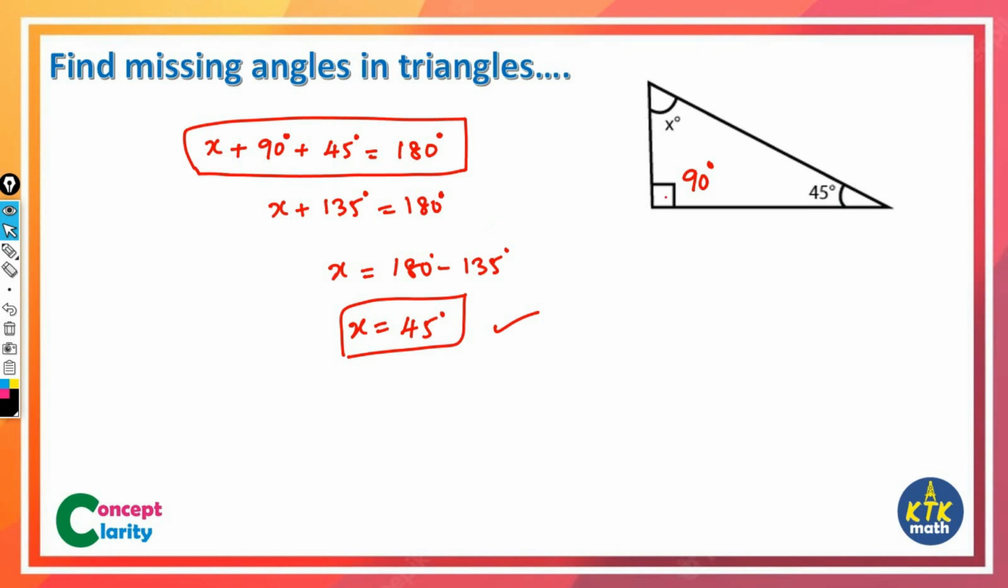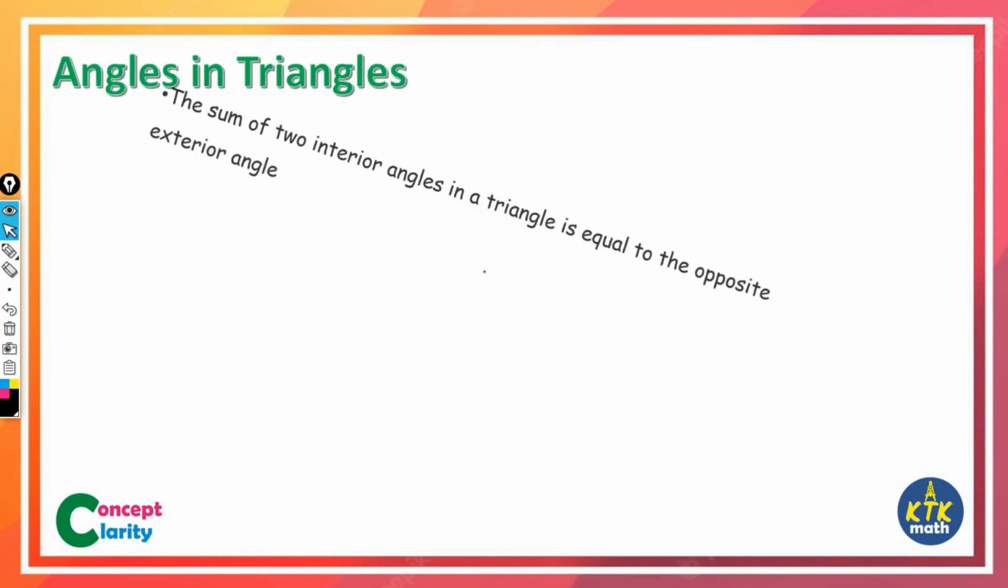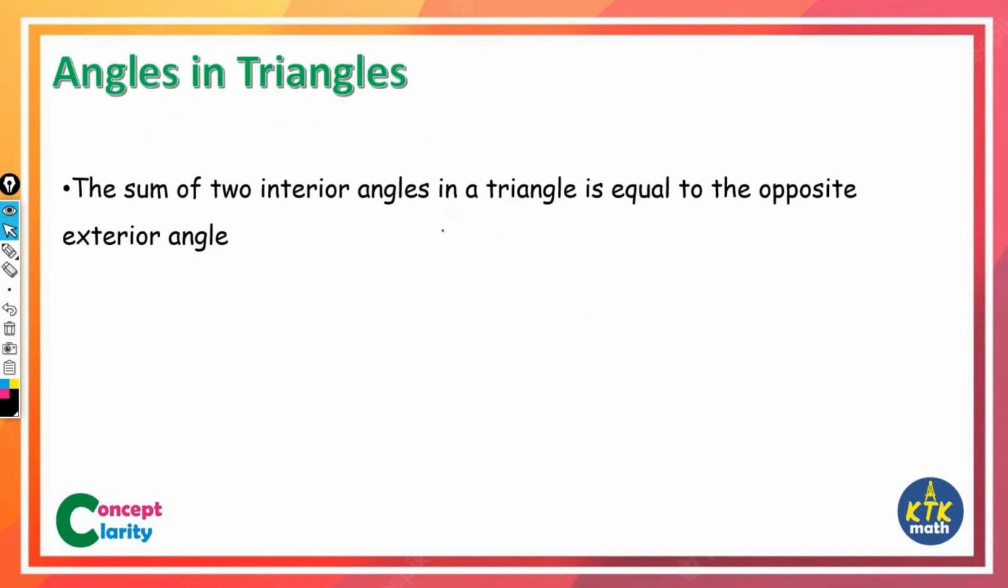I hope you have learned how to find a missing angle inside the triangle. Now it's time to move to the exterior. For the exterior of a triangle, this is the property. Give it a read now: the sum of two interior angles in a triangle is equal to the opposite exterior angle. Opposite exterior angle. Better I'll explain with a diagram.